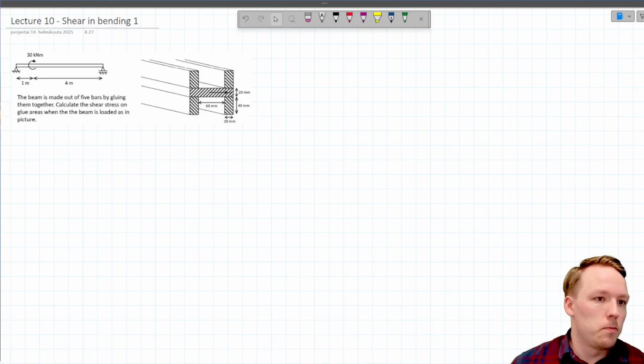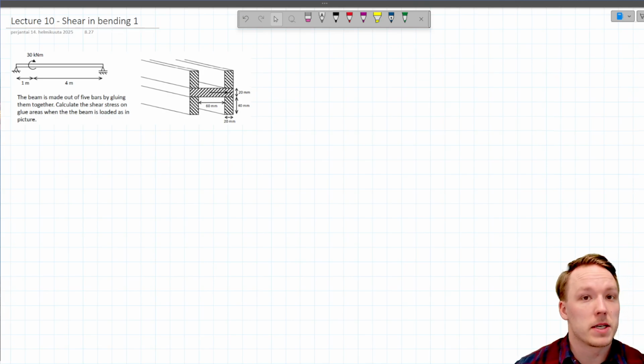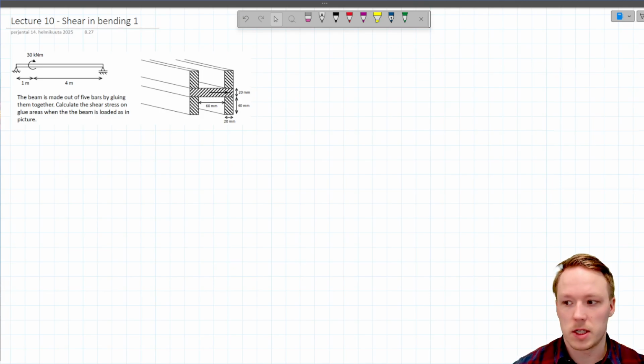Here we have a wooden beam that is created by gluing together 5 pieces of wood. In the center we have one piece of wood, and then we have 4 smaller sections glued into this main section in the middle. We have an external moment loading the structure. The total length of the beam is 5 meters, and we have to calculate the shear stress on the glue areas of this beam.